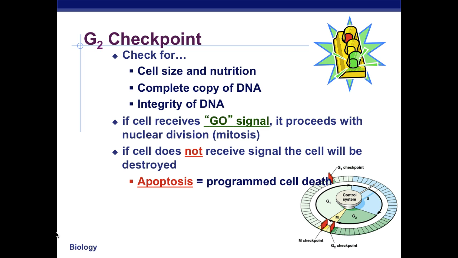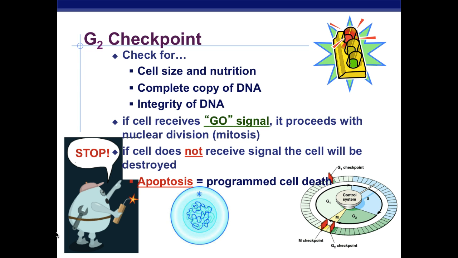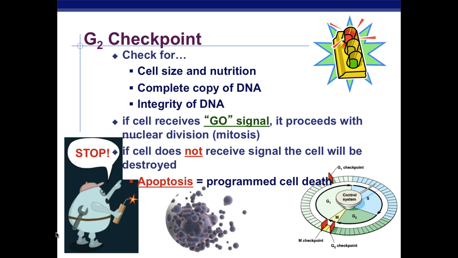If the cell does not receive a signal, the cell will be destroyed. It will undergo something called apoptosis, which is programmed cell death. If the cell signal is not received and the DNA was not copied correctly, the cell will have programmed cell death and die.